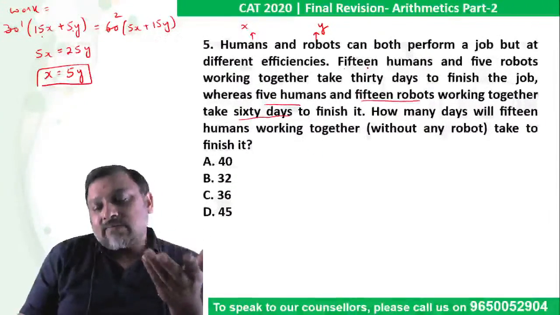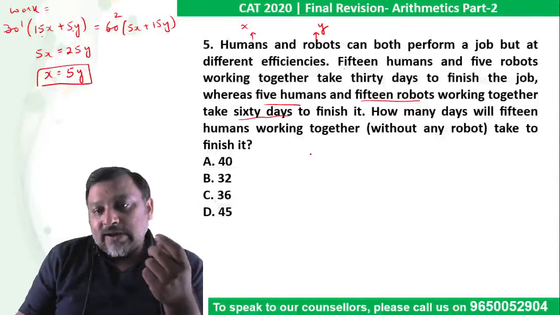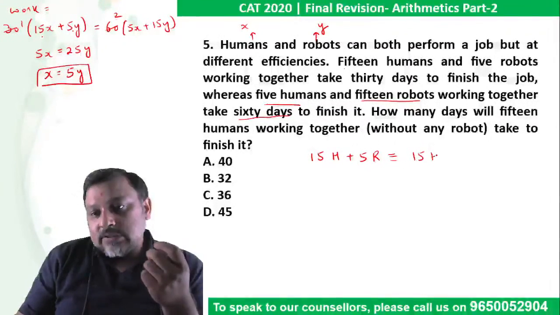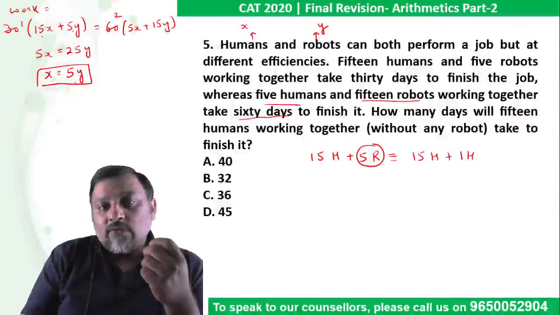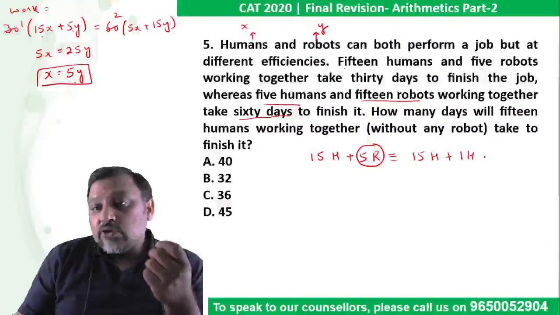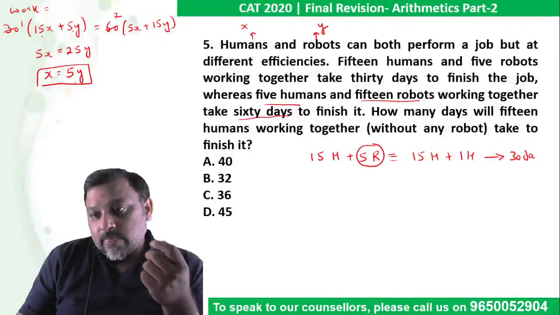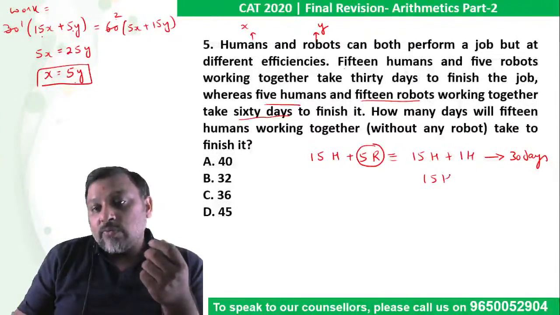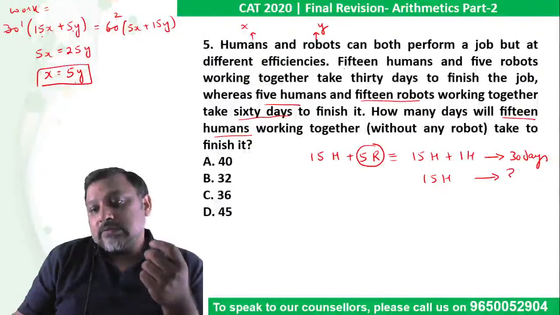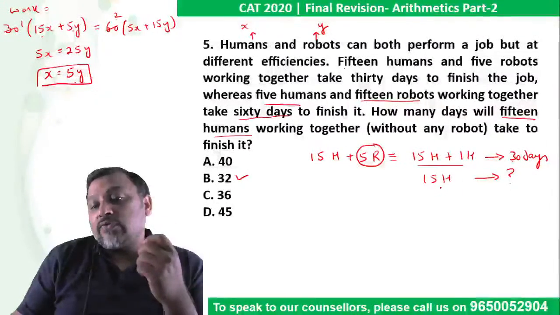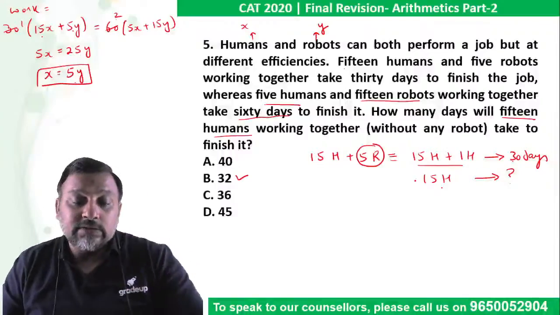So now I can take any of the cases. If I take this case, 15 humans plus 5 robots, so we can say it is 15 humans plus 1 human. 5 robots is same as 1 human. So 16 humans take 30 days. So 16 humans take 30 days, so 15 humans will take how many days? Okay, so it is 32.